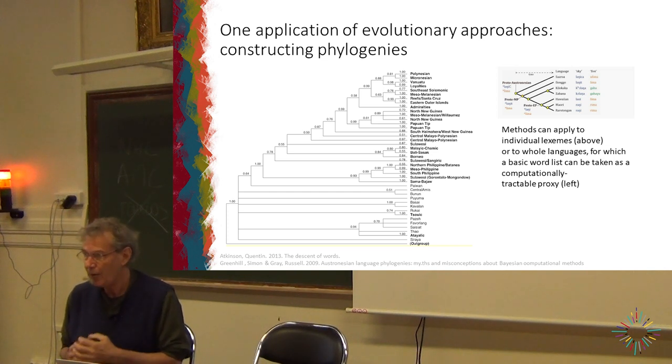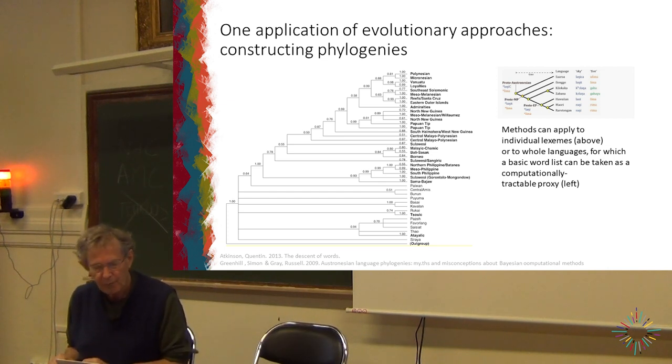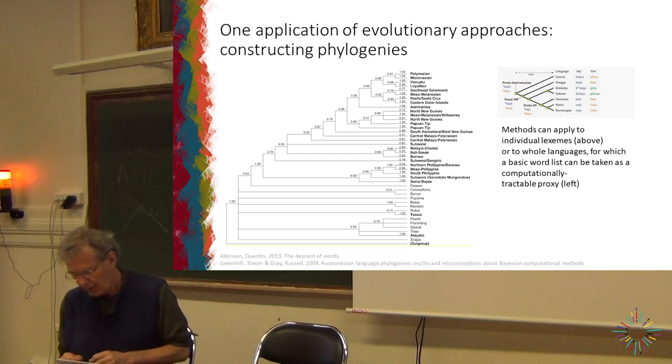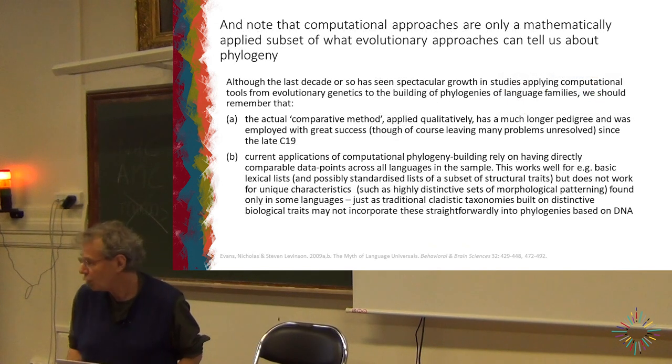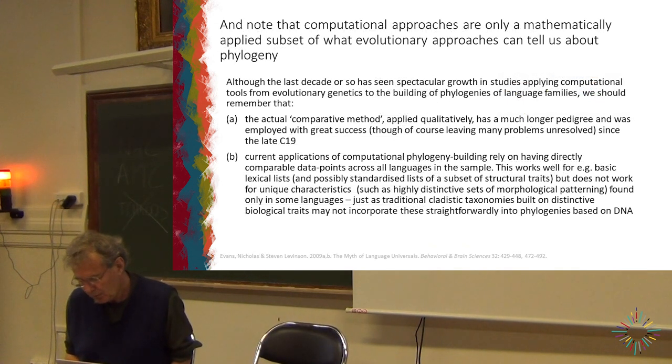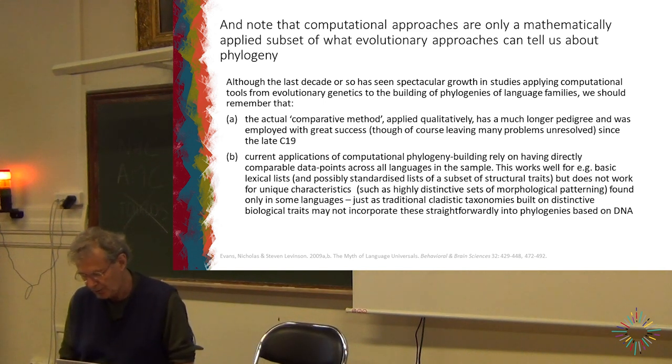So those are computational methods that are pretty sophisticated, imported into linguistics and related fields from evolutionary biology, especially computational evolutionary genetics. And they're really useful, and you can do a lot of stuff with them. But we should note some cautions here, because the way I see it, they're just a mathematically applied subset of what evolutionary approaches more generally can tell us about phylogeny. So we've had this spectacular growth of studies like this, and they've come up with some really great findings which somehow seem more solid and testable than what we knew before.